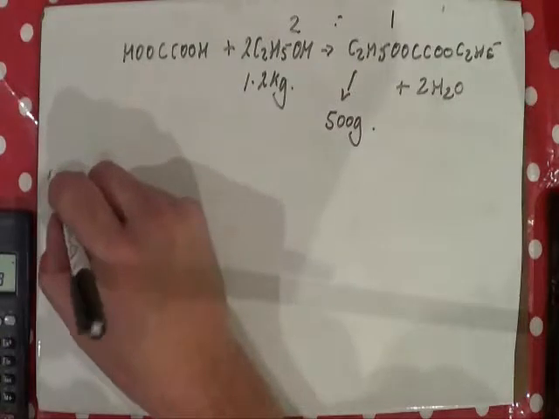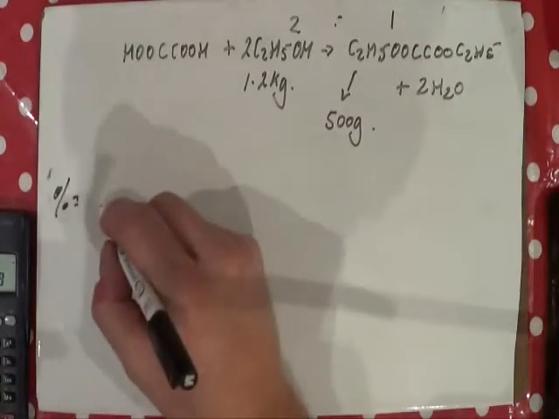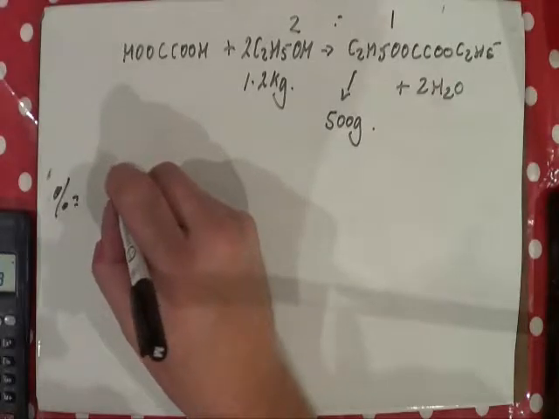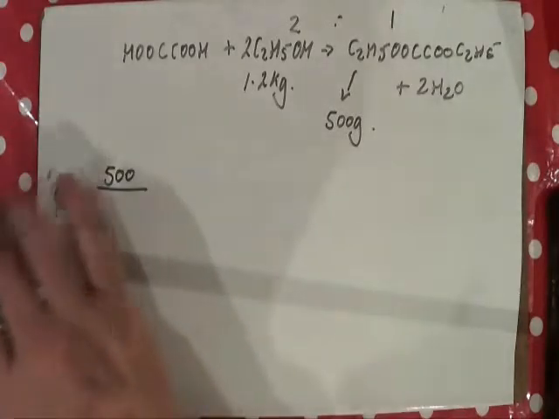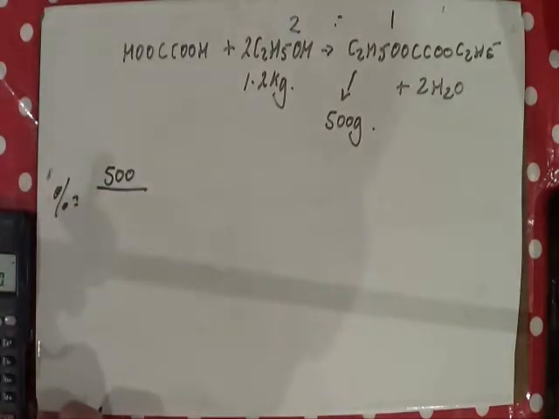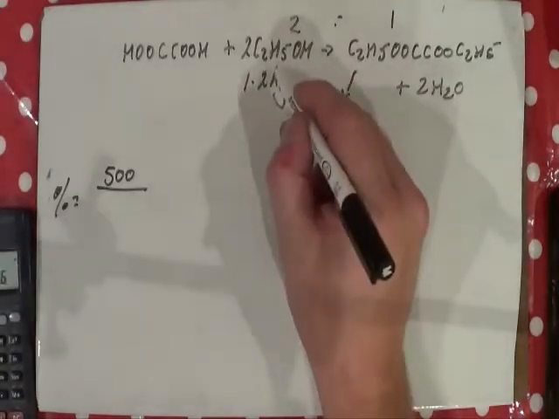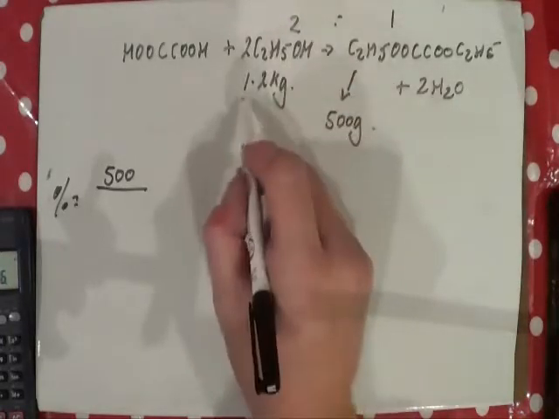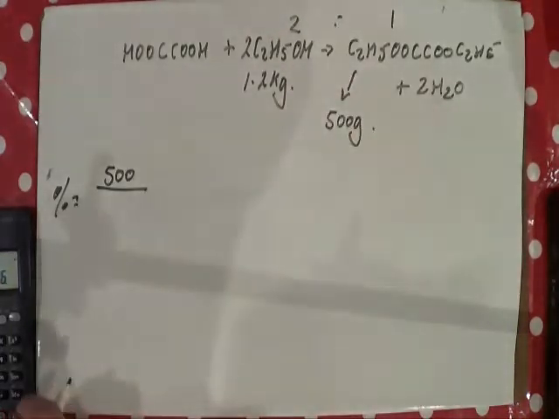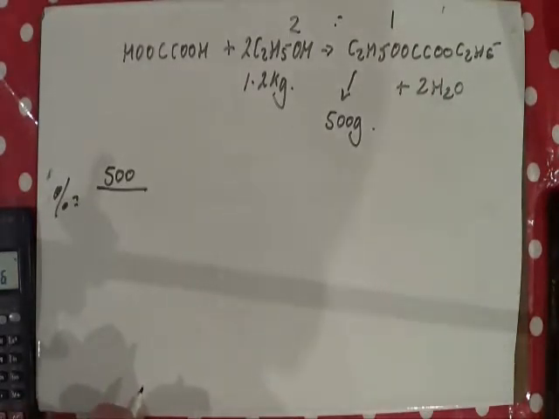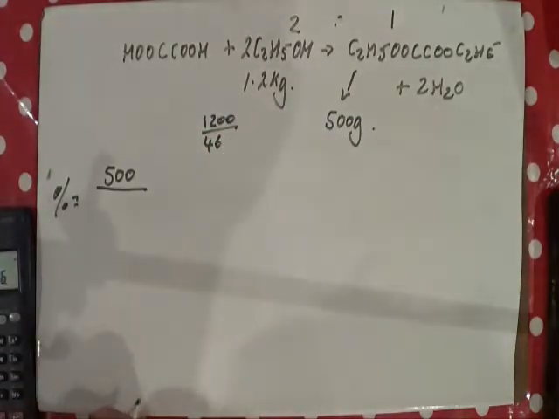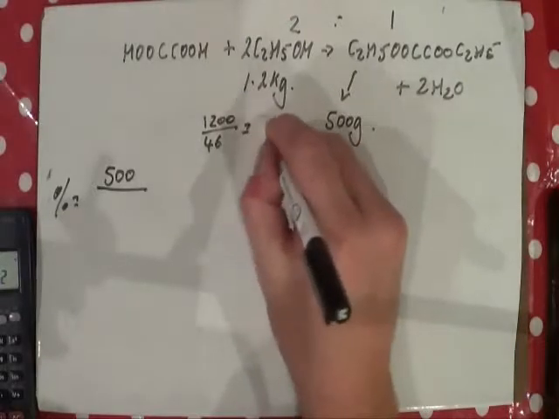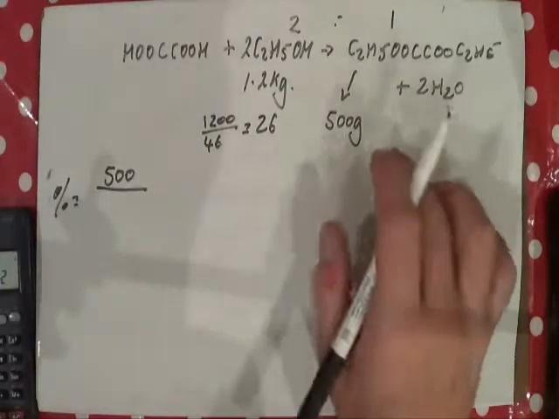Okay, so let's do our percentage yield. What it is, again, is actual over theoretical. Our actual yield is 500 grams. Our theoretical yield we're going to work out now. The RFM of ethanol here is 46, but remember this is in kilograms, so we convert it into grams in order to carry out the molar calculation. So the grams of that is 1200, divided by 46, which gives me 26 moles of that.